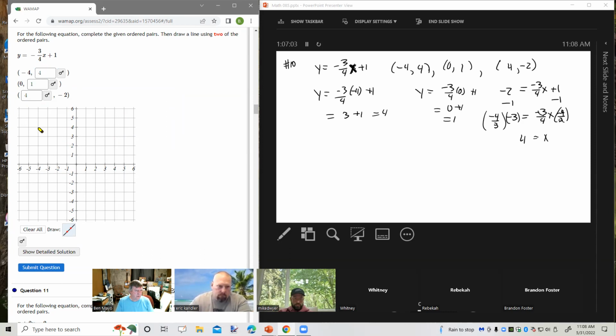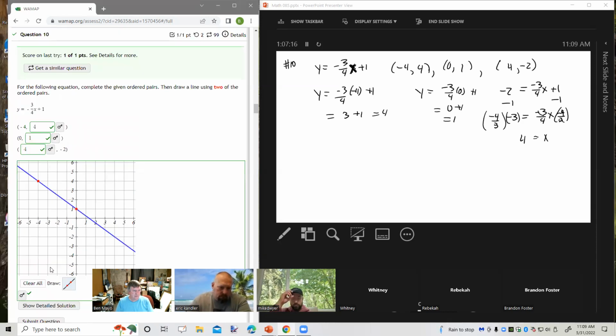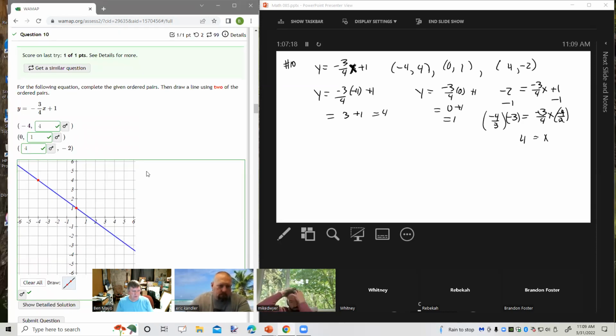-4, 4 is there, 0, 1 is there, 4, -2 would be there. I'm not going to click it, but that would be correct. So they line up. And there we go. There's the graph.